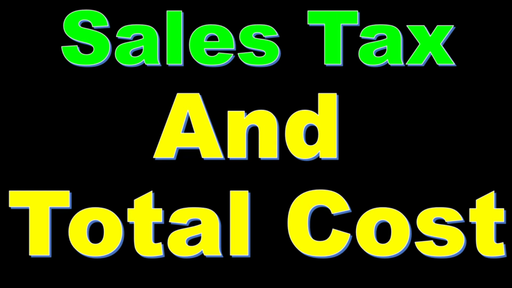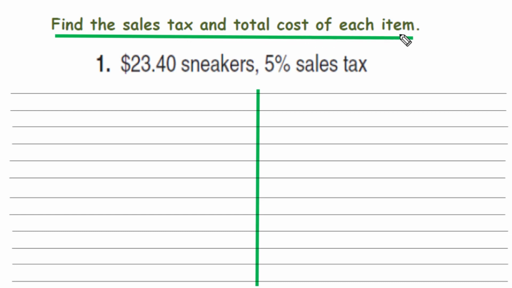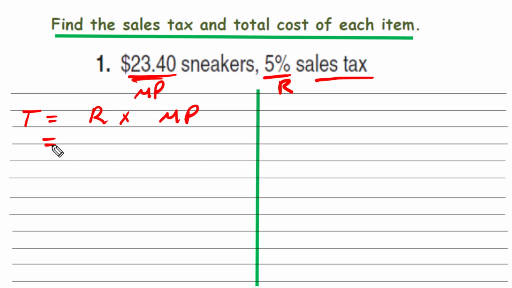Next, sales tax and total cost. How can we find the sales tax? How can we find the total cost? Find the sales tax and the total cost of each item. First, to find the sales tax, just multiply the rate of the tax by the market price, as we studied before. So the tax is equal to the rate times the market price. The rate of the tax is 5%. 5% times the market price, which is 23.40.